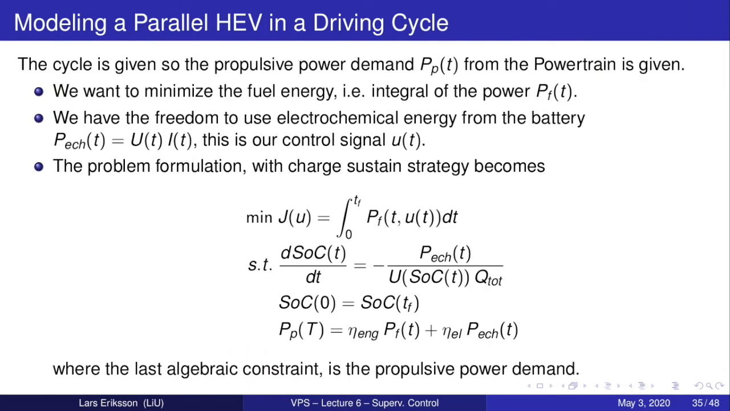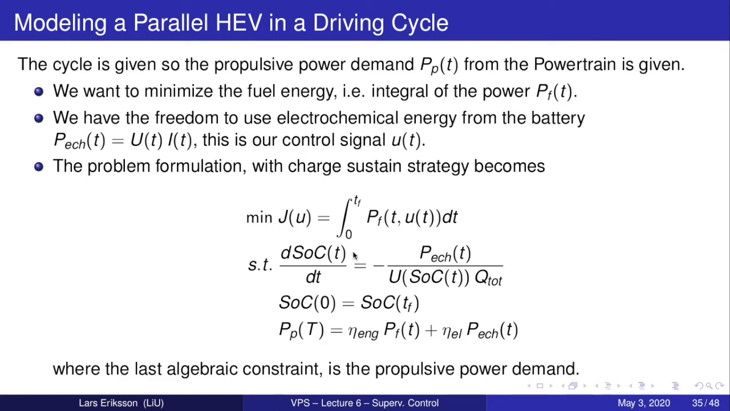And when we now model a parallel hybrid electric vehicle in a driving cycle, as the cycle is given, the propulsive power demand is given from the powertrain, and we want to minimize the fuel energy. That's the integral of the fuel power that we have inserted into the engine. We have the freedom to use electrochemical energy from the battery, and this electrochemical energy is the voltage of the battery times the current that we're taking out of the battery, and that is our control signal. So the problem formulation with a charge sustaining strategy becomes like this. So we have the criterion function, where we would like to minimize the total energy of the fuel, which is the integral of the power flow of fuel.